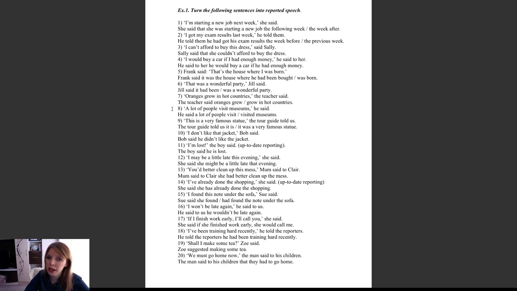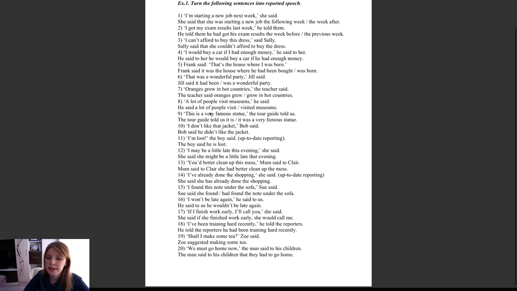Number 8. "A lot of people visit museums," he said. He said a lot of people visit or visited museums. The same meaning. The original sentence contains a general truth, общеизвестную истину. So there is an option: you can leave the verb in the present simple in reported speech. He said a lot of people visit, or he said a lot of people visited museums.